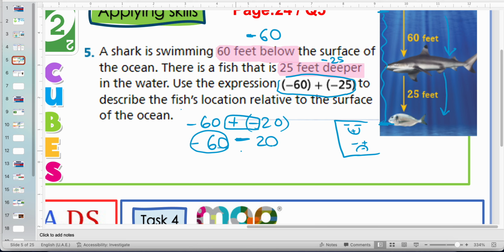Now circle out your numbers with the signs and use SADS. Negative and negative, same sign, I have to add them. 60 plus 20 is 80. So the new location is 80 but negative. You put the sign of the greater number. That's it. So she is 80 feet below the surface, or her location is -80 only.